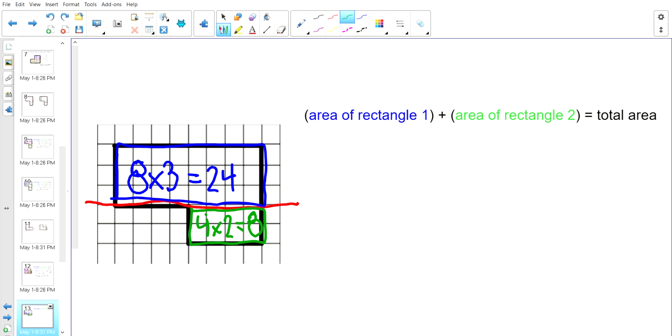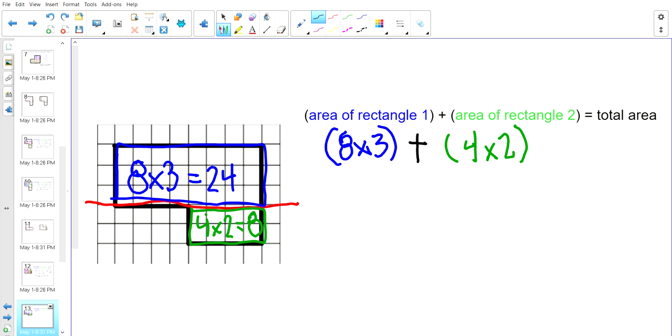Now let's represent our mathematical thinking together with you writing on your paper and me writing on the screen. Rectangle 1 was what size? That's right. Rectangle 1 is an 8 by 3. I know I need to add the area of rectangle 1 plus the area of rectangle 2 to find my total area. What is the size of rectangle 2? Rectangle 2 is a 4 by 2.